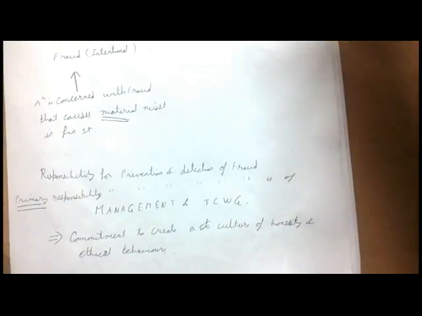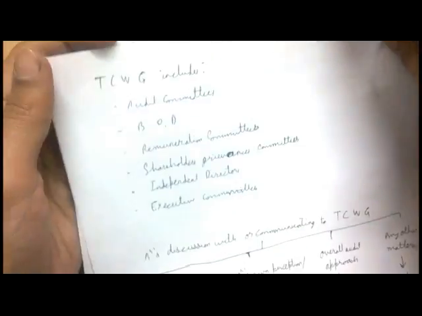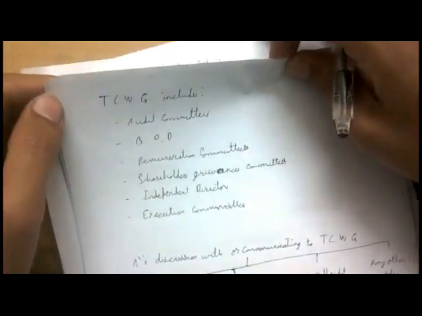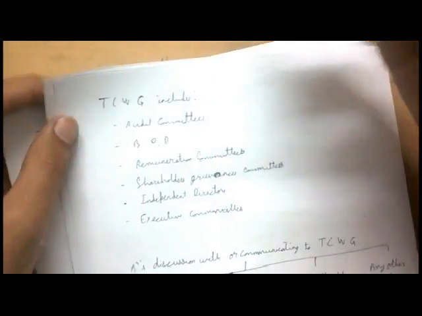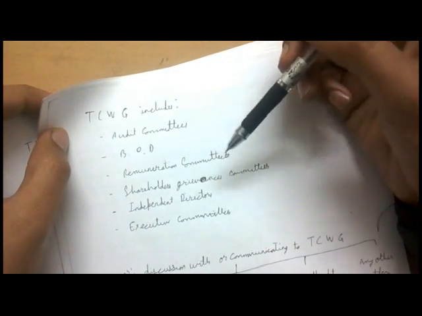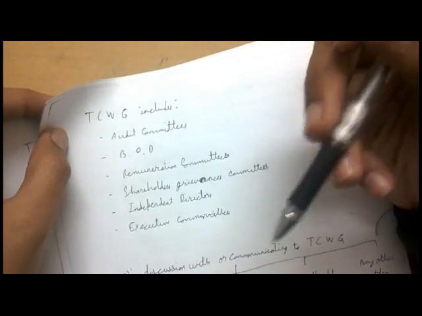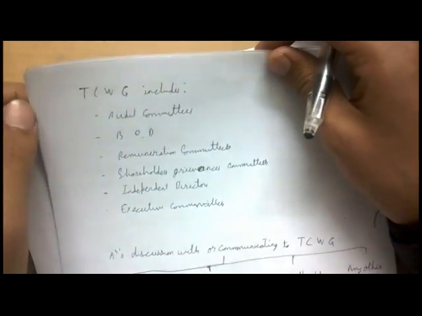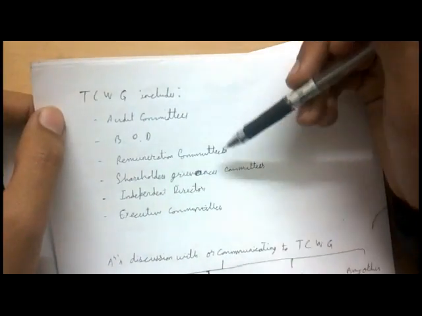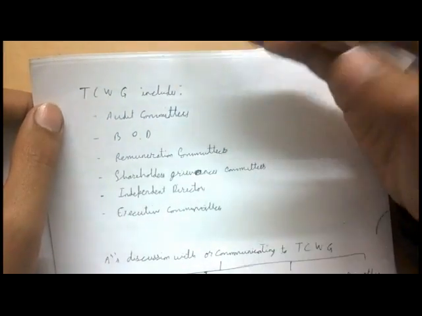Who are TCWG? I guess first of all you need to know this. See, those charged with governance come above your management. They supervise the management's process. So TCWG may include your audit committee, the board of directors, the remuneration committee who decide the remuneration, and shareholders grievance committees. If the shareholders have any kind of grievances, that is, they have any problems, they can report to these committees. Also independent directors, executive committees. So these are those charged with governance.